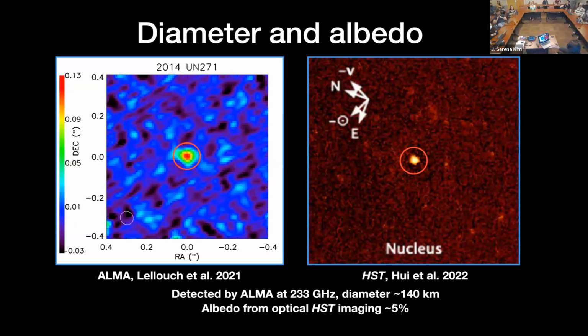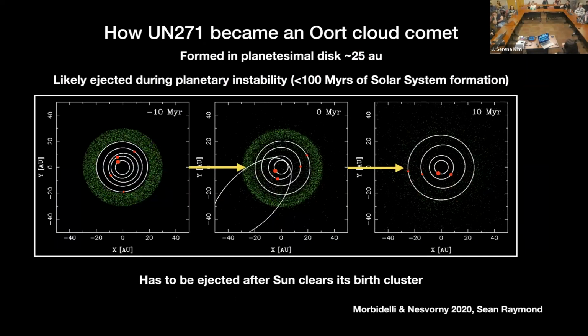So this gives us the unique opportunity to study the volatile contents of a 140-kilometer comet before it has ever been heated by the Sun since it was ejected into the Oort cloud. I'll talk a little bit more about that and what it implies. But as I mentioned before, you had this instability scenario where you had a depletion of material in the primordial trans-Neptunian disk between 16 and 30 AU.